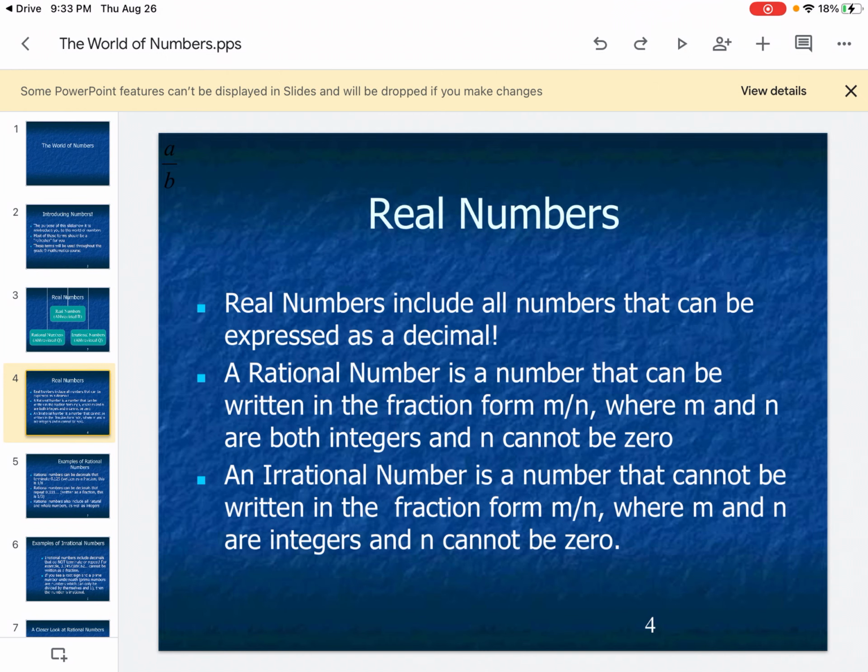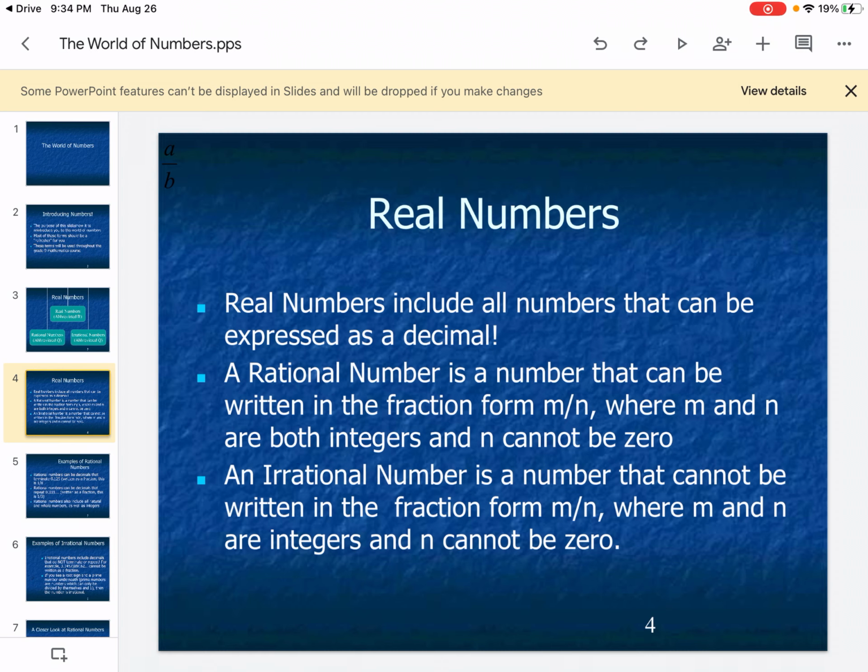Alright guys, just a quick overview about the number system, and what do we got here? First off, we have what I like to call the real numbers. Well, I don't like to call them that. That's what they're called. So, real numbers include any number that can be expressed as a decimal. So pretty much anything you probably have ever seen or can think of is a real number.